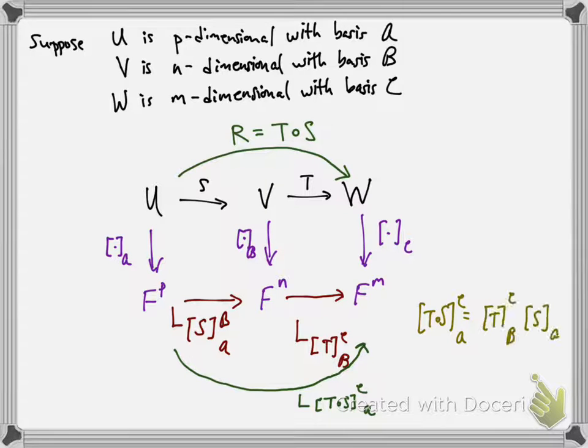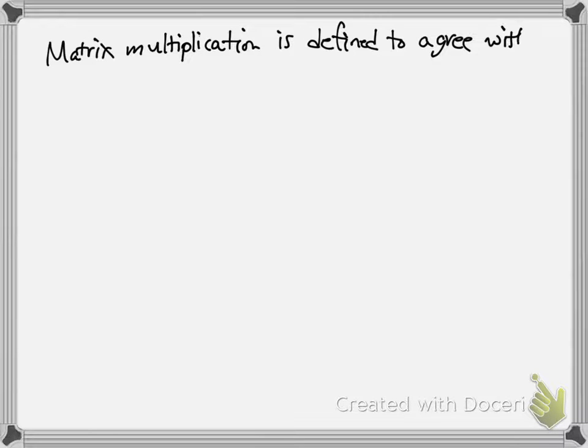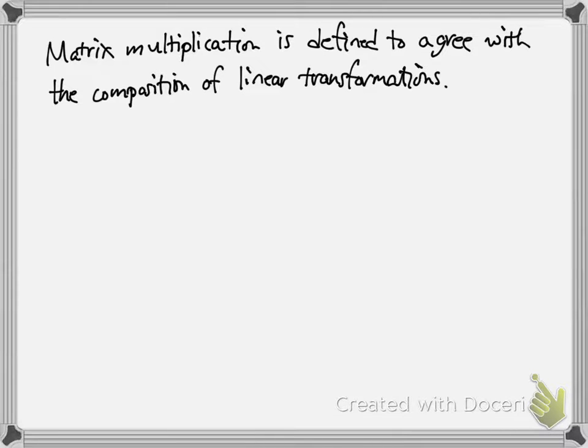And the point is that matrix multiplication is defined in such a way that the matrix representation of T of S is the matrix representation of T times the matrix representation of S. Right. So the weird formula for matrix multiplication that we talked about in the last video is defined in such a way that it exactly agrees with what you would get by computing the matrix attached to the composition of linear transformations.